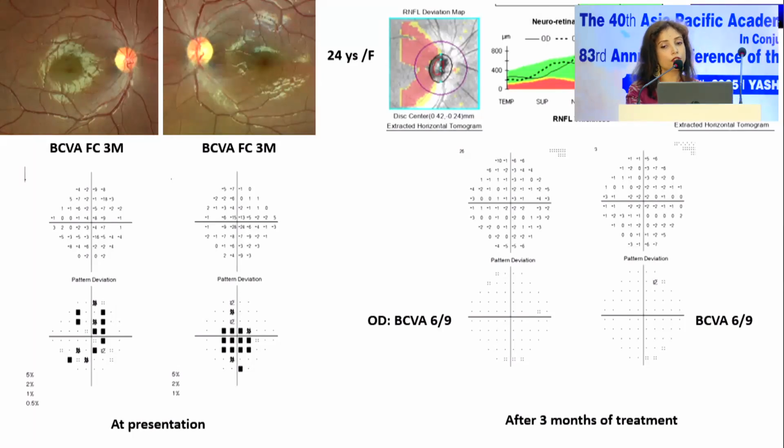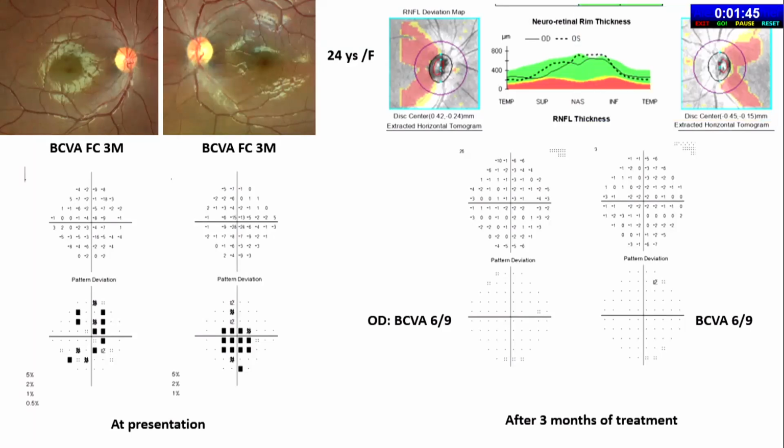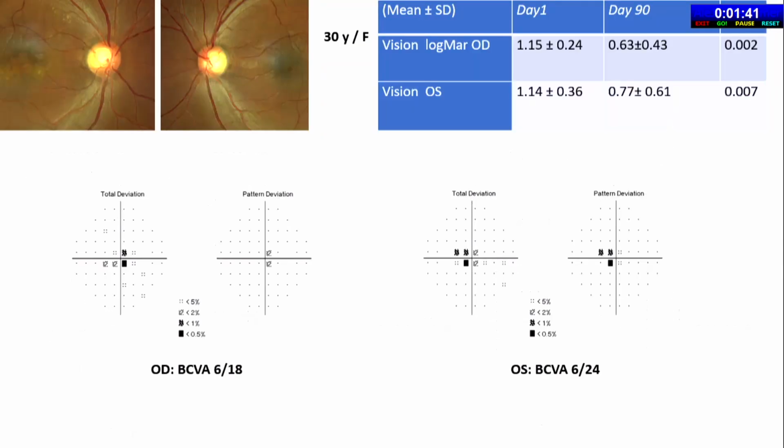Another case presenting with temporal pallor, RNFL showed some temporal RNFL thinning. Again, central scotoma, and at the end of 3 months you can see total disappearance of central scotoma and vision also improving remarkably. So the logMAR vision at presentation and after 3 months had a statistically significant improvement in the vision.